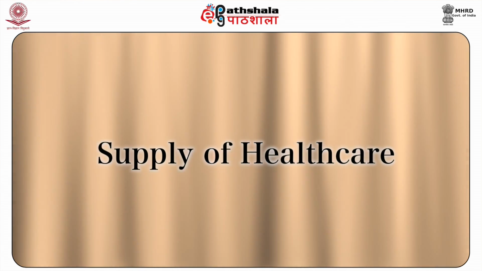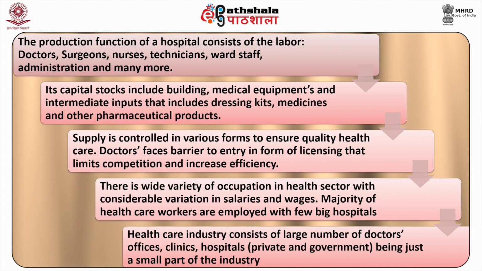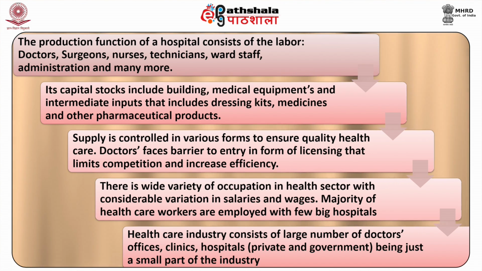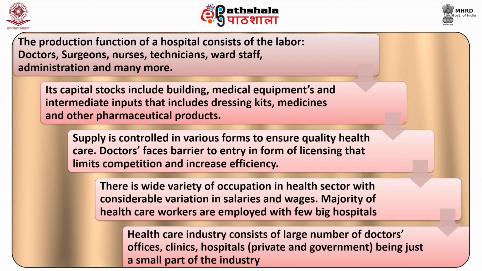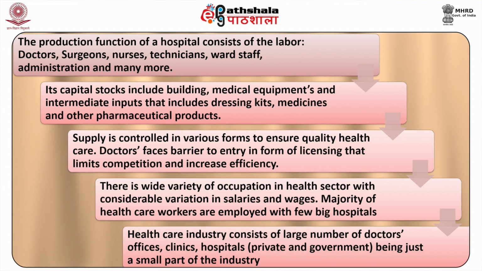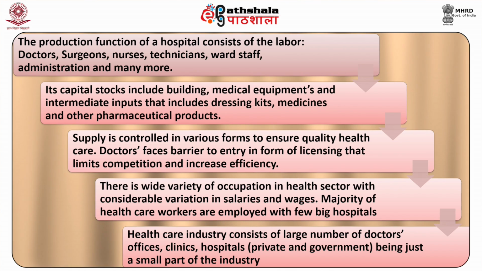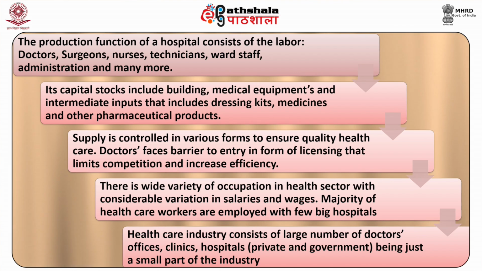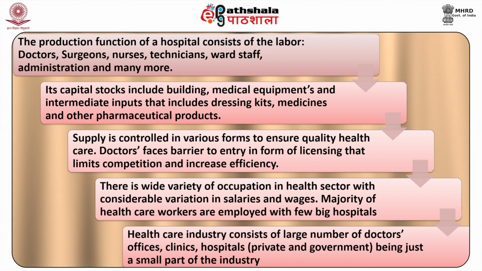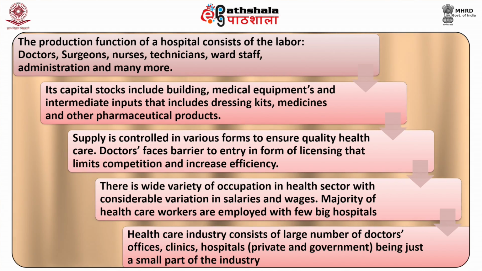Next is supply of healthcare. A production function of a good is defined as a relationship between output produced and inputs used like labor, capital, etc. The production function of a hospital consists of the labor: doctors, surgeons, nurses, technicians, ward staff, administration, and many more. Its capital stocks include building, medical equipment and intermediate inputs. Raw materials include dressing kits, medicines and other pharmaceutical products.